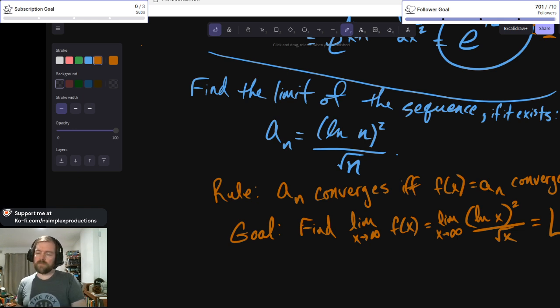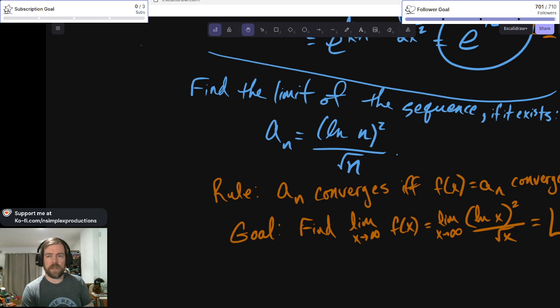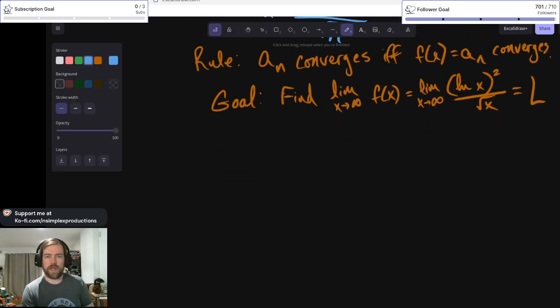So, is it indeterminate as it stands right now? Natural log of infinity is infinity. Square it, it's also infinity. Divided by the square root of infinity is also infinity. So yes, infinity over infinity is indeterminate, so we can use L'Hopital's rule to try to make this easier. Next question: is it easier to just take the derivative of the top and the bottom? Let's find out.